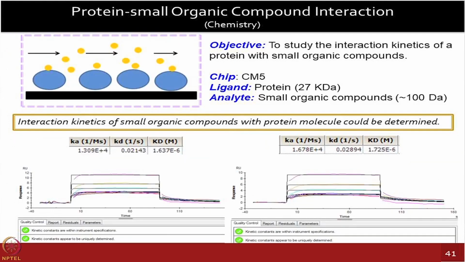We also have some faculty from chemistry who are looking at protein and small organic compound interactions. In this case, one unknown protein, a 27 KD protein, was immobilized, and then we looked at how small organic compounds can bind to it. Again, many times the KDs are very close, and that gives us good confidence that these experiments in duplicate are working well.